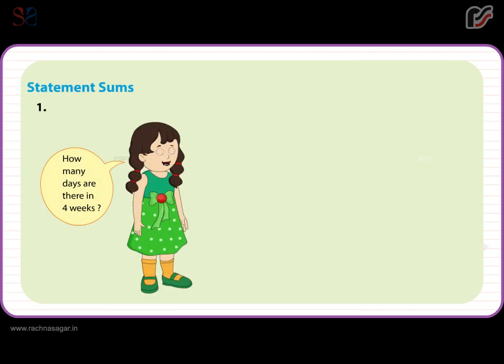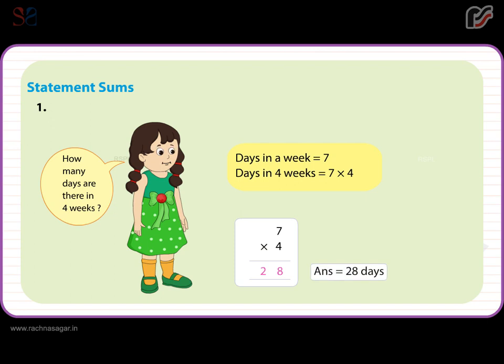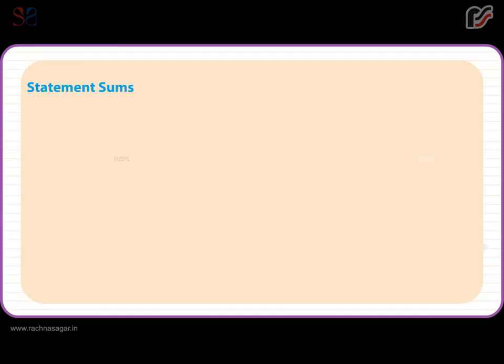Statement sums. How many days are there in 4 weeks? Days in a week is equal to 7. Days in 4 weeks is equal to 7 multiplied by 4. 7 multiplied by 4 is equal to 28. Answer is equal to 28 days.